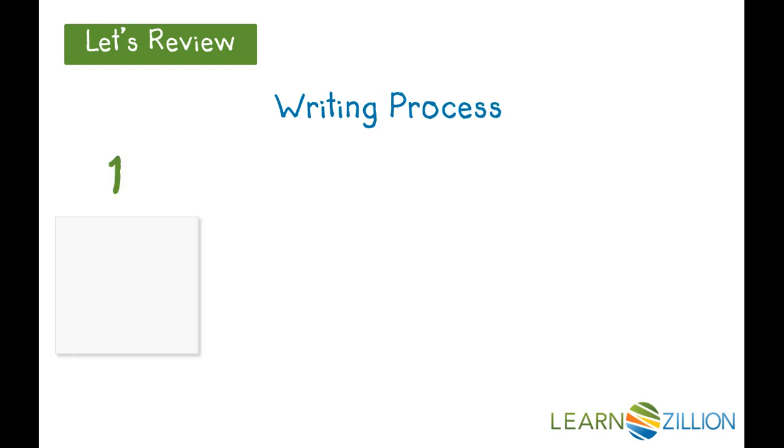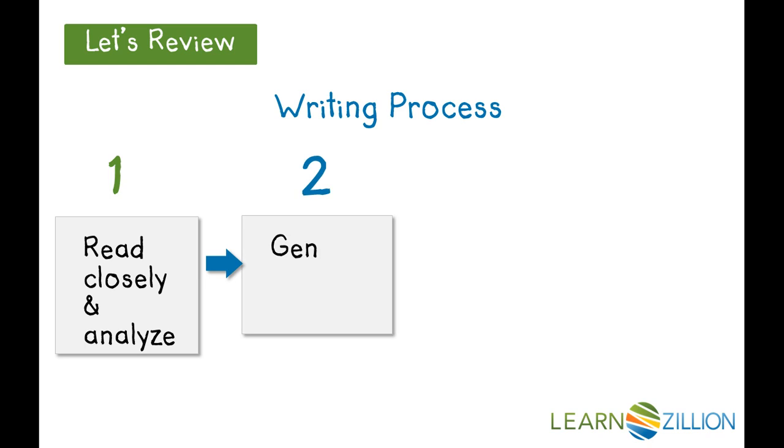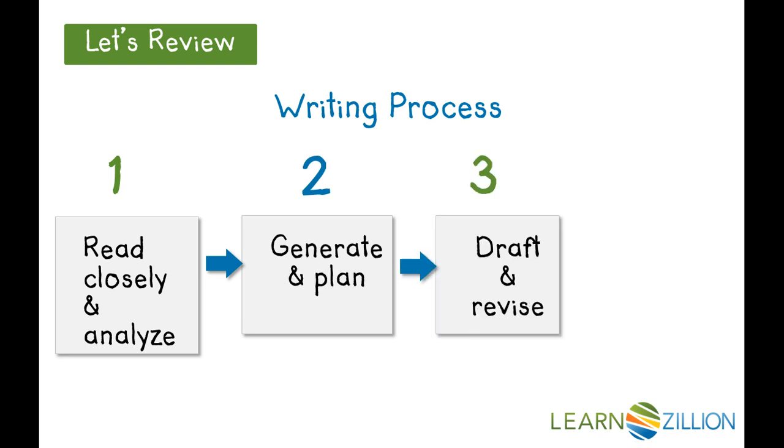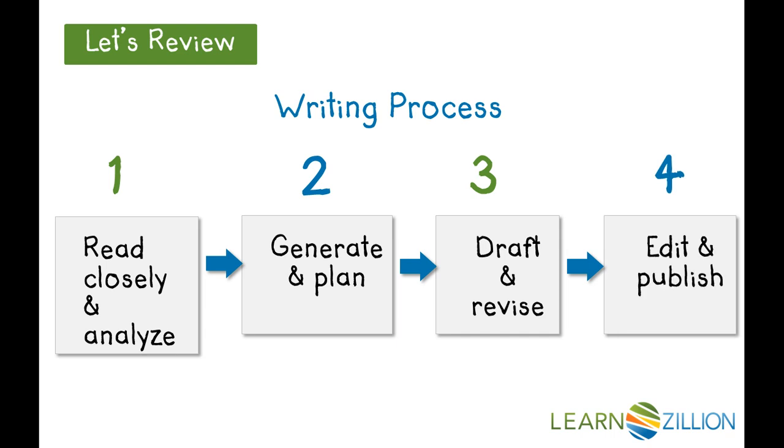So here we are in our writing process. First, you're supposed to read closely and analyze. Then, you generate and plan. Third, you draft and revise. And then finally, we edit and publish. So here we are. We're going to start generating evidence and text, and we're going to plan.